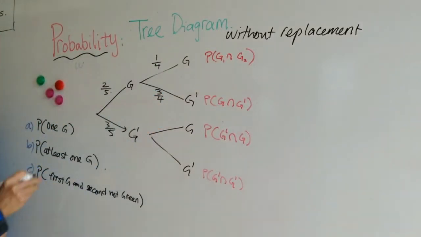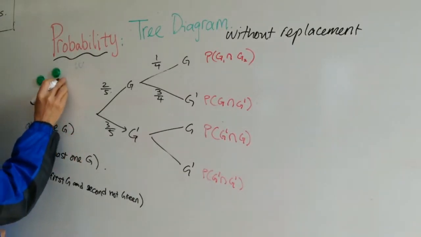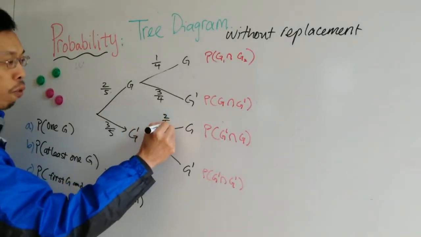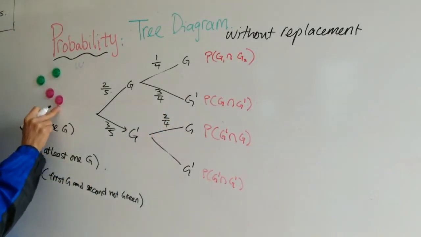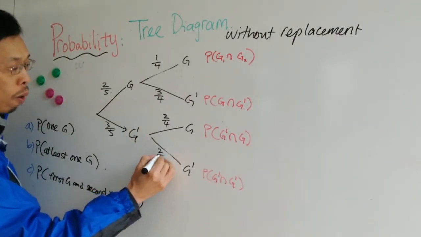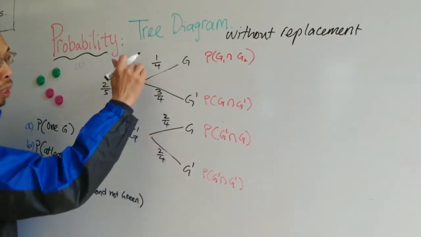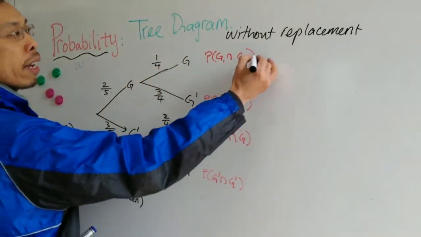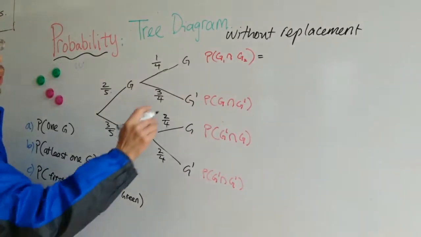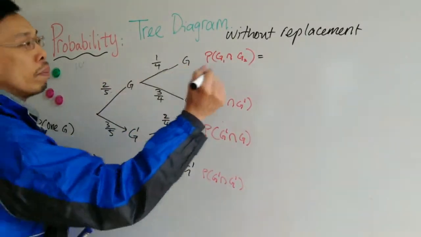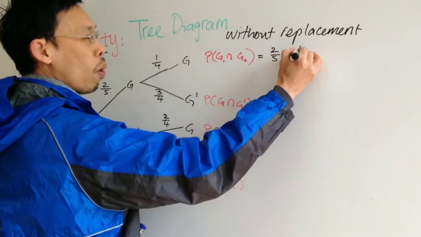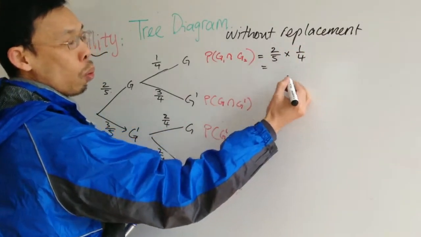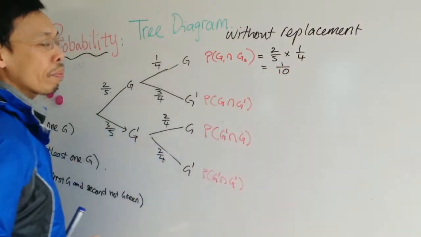Agree? Now, if a not green is picked the first time, then in the second time we're going to have 2 greens left. So 2 out of 4. But the non-green is also 2 out of 4. And you can see that this adds up to 1, and that also adds up to 1. Now we can calculate the probability of first green and second green. So 2/5 times 1/4. The answer is 2 over 20, or 1 over 10.